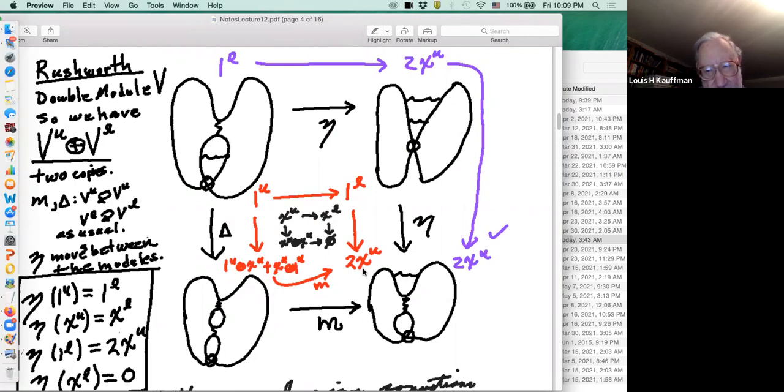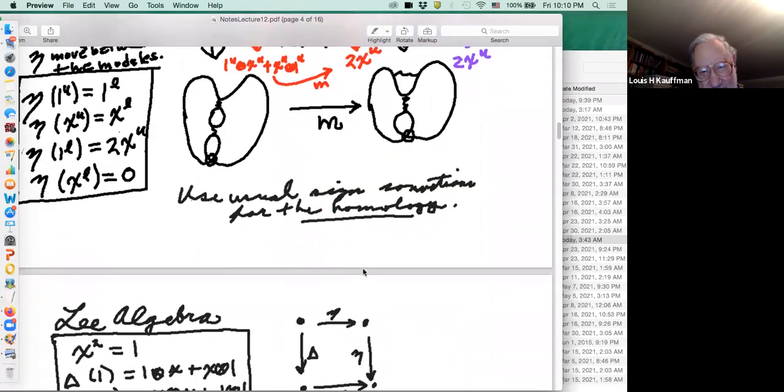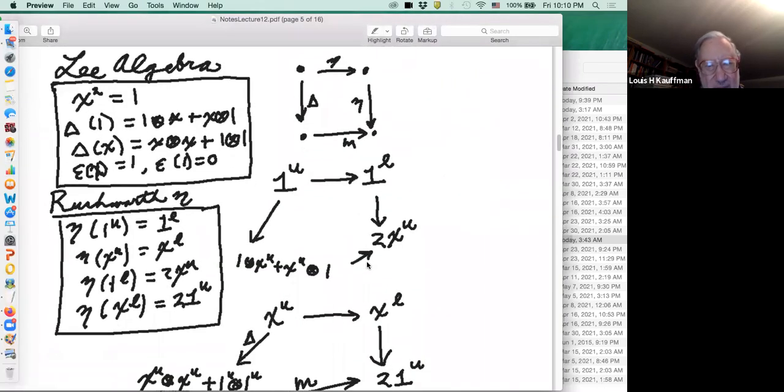I think that you will find when you read Rushworth's paper that he is extremely concise but correct about everything he says. So you'll have an interesting time, a kind of beyond the course exercise, to work with Rushworth's paper and check various things. And then there's the matter of the Lie algebra.